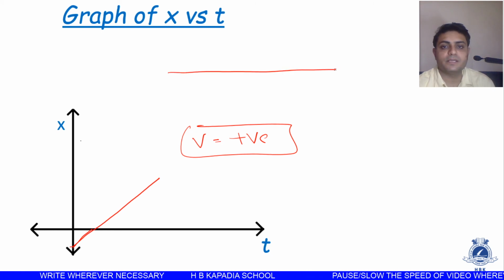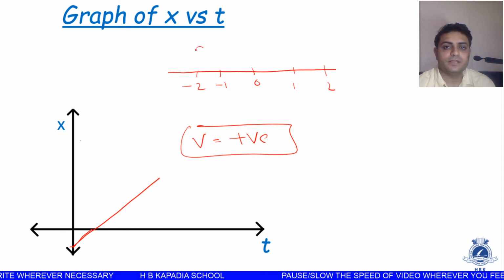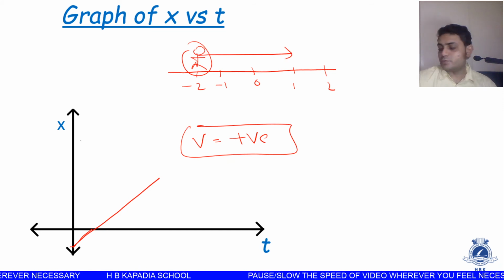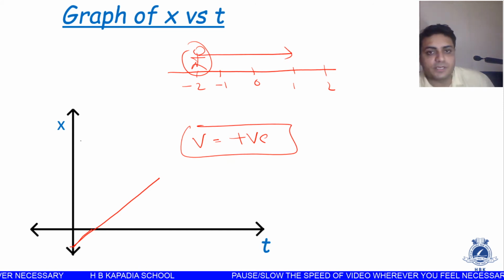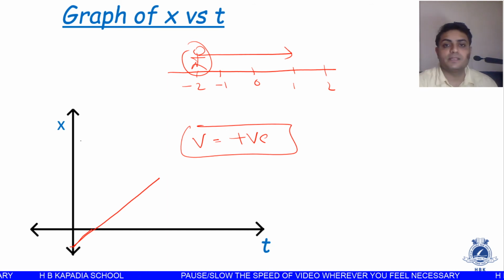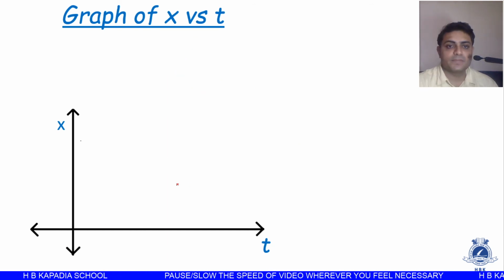This graph can be imagined like this. Initially object is at minus 2, and he is moving towards positive direction. When the object moves towards the positive direction, you have to consider the velocity to be positive. So positive and negative depends on in which direction the object is moving. I hope you are able to understand this thing.